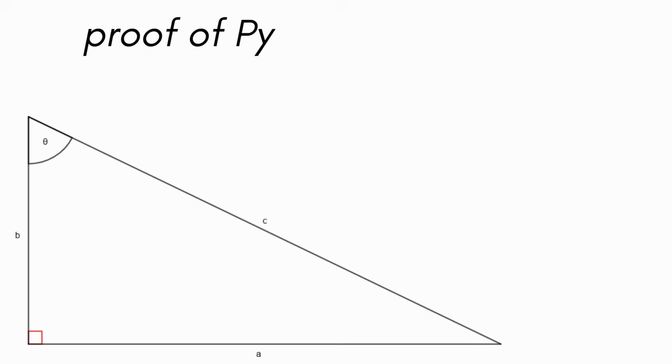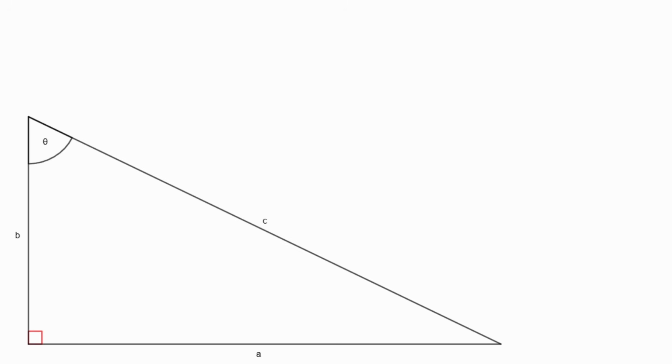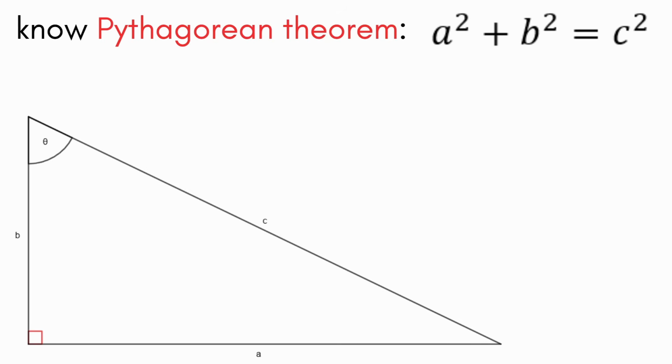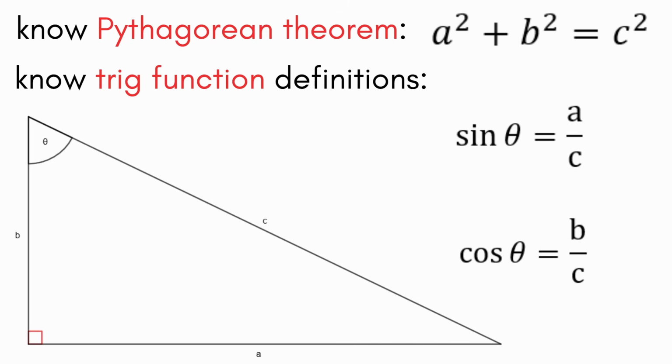We draw a right triangle labeling the sides a and b, the hypotenuse c, and an arbitrary acute angle theta. We recall the famous Pythagorean theorem, a squared plus b squared equals c squared, and use the definitions of sine and cosine to write two ratios. Remember that theta can be any angle.